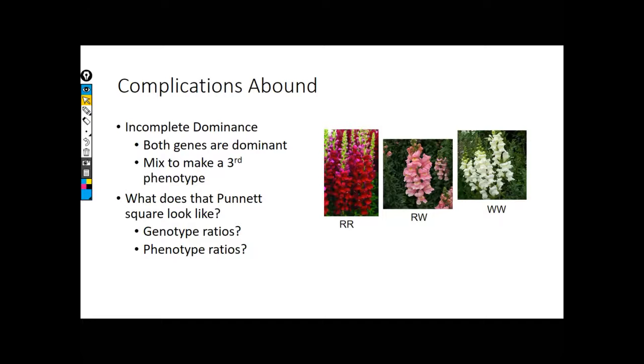So the first one we want to look at is called incomplete dominance. The key here that we're noticing is that both genes or both alleles that we're looking at are dominant. So instead of having a dominant and a recessive, instead of having a loud and a quiet, both are loud. And this creates a very interesting environment for the resulting phenotype.